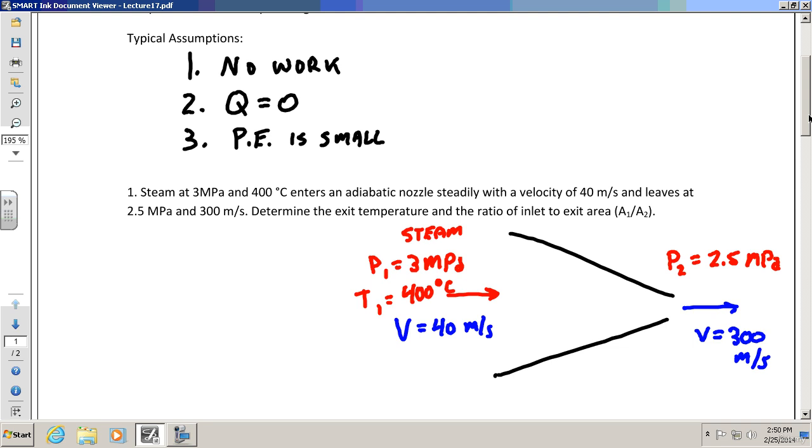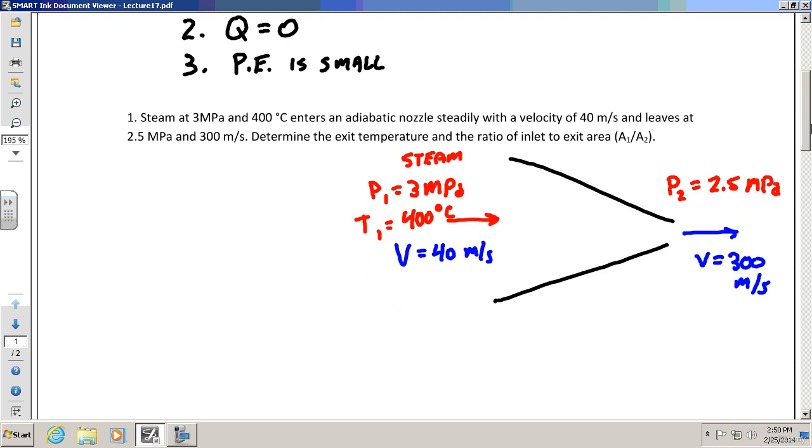Now it asks us also to get the ratio of the inlet to the exit area, but notice that the problem does not tell me either one. It does not tell me the inlet area or the exit area, does it? In fact, I've got to figure out how I even get that into my equations. Well, we'll get to that when we can. Let's do the first part. It says determine the exit temperature.